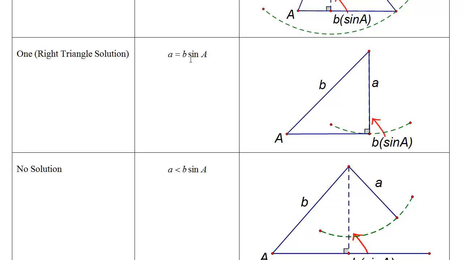If A is equal to B times the sine of A, what you actually have is a right triangle. It will only intercept it once, and this is actually a right triangle. So you see that arc here with this side length.